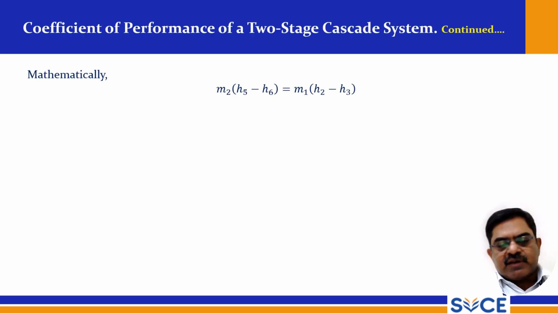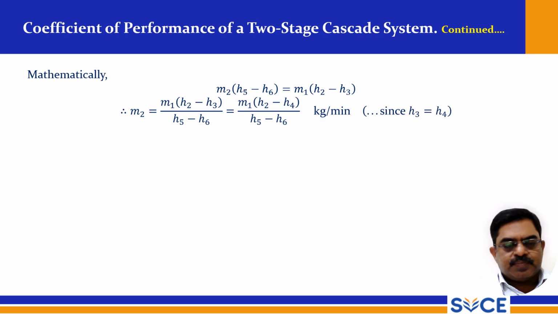So mathematically, if we balance this, M2 (H5 minus H6) equal to M1 into (H2 minus H3), and M2 can be computed like this: M2 equal to M1 (H2 minus H3) divided by (H5 minus H6), that is equal to M1 (H2 minus H4) divided by (H5 minus H6) kilojoules per minute. So then it is H3 equal to H4.